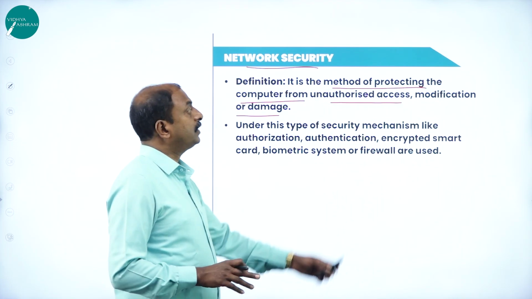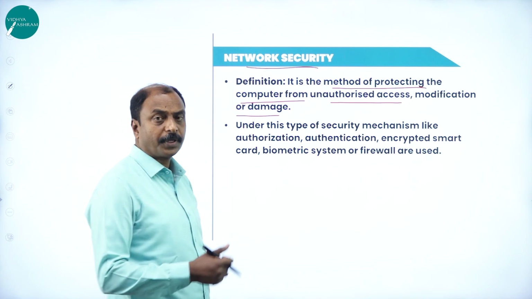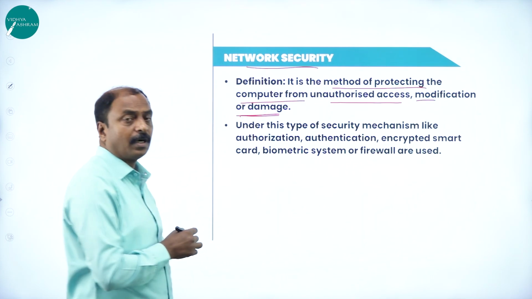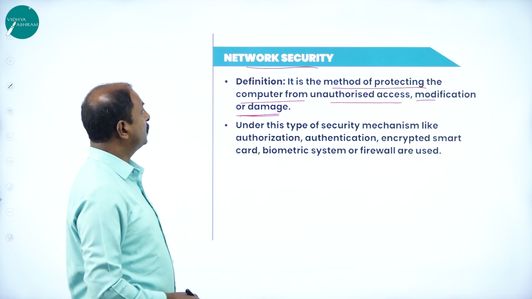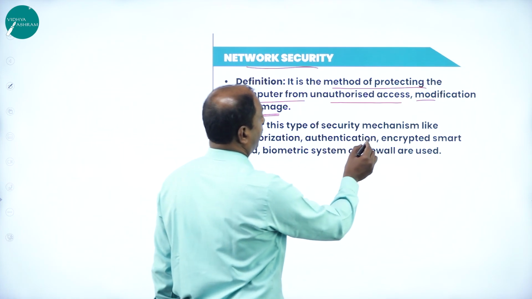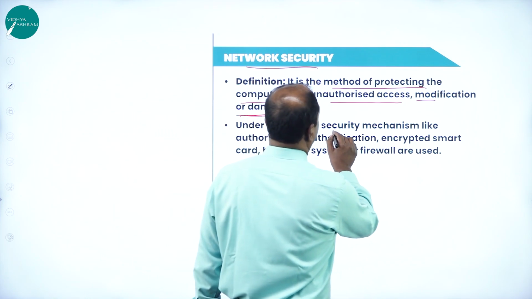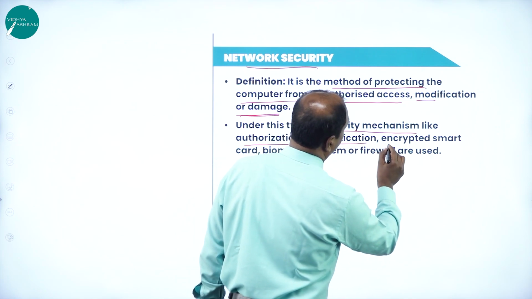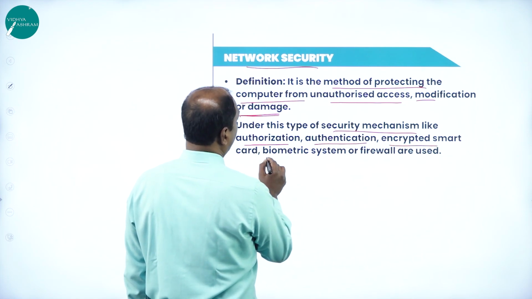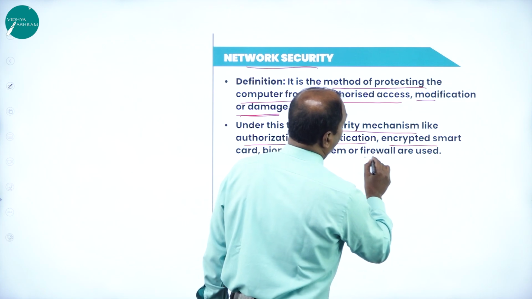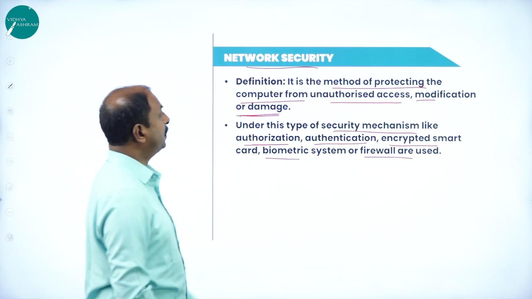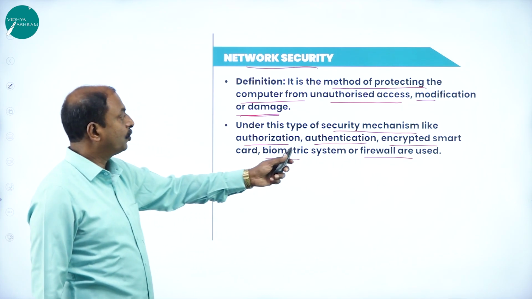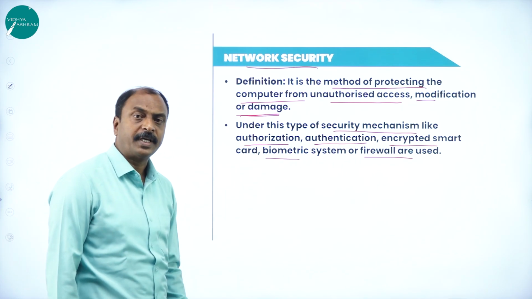How do we protect it from unauthorized access, modifications, or damage to the network or data in a network? This type of security includes security mechanisms like authorization, authentication, encrypted smart card, biometric, or firewall. These are all the different techniques or technologies we can make use of to protect our network from outside users.